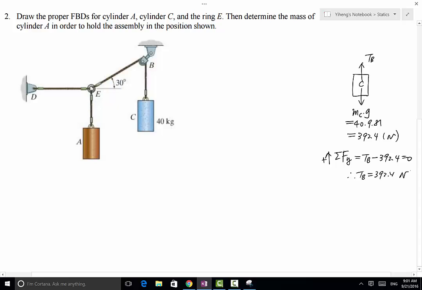And if you draw the free body diagram of the cable BE, you realize that we will have a pair of action and reaction. So these two forces are action and reaction. If the force exerted by the cable on cylinder C is 392.4 Newton, then the force exerted by the cylinder on the cable here is also 392.4 Newton.